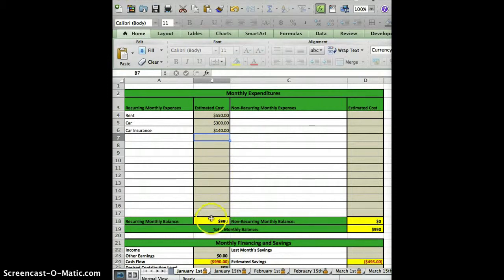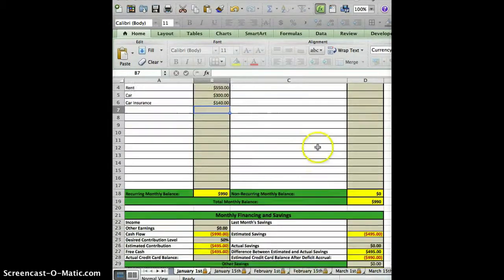Now, what you'll see in this yellow cell down here is that it has already calculated all of these expenses together. So our recurring monthly balance as it stands, and once again you would want to go through your statements, and if you need more ideas for what recurring costs look like, just click the link on the summary page. But you'll see that our recurring monthly balance is $990.